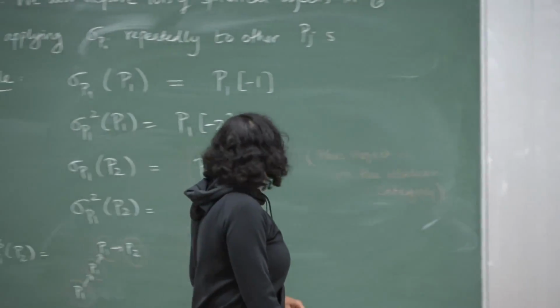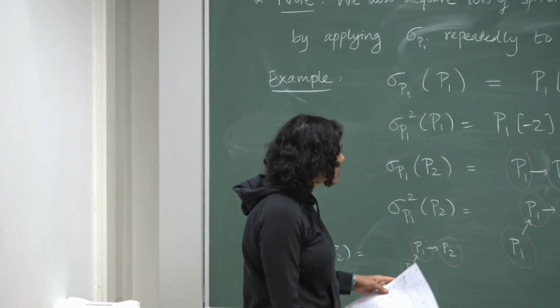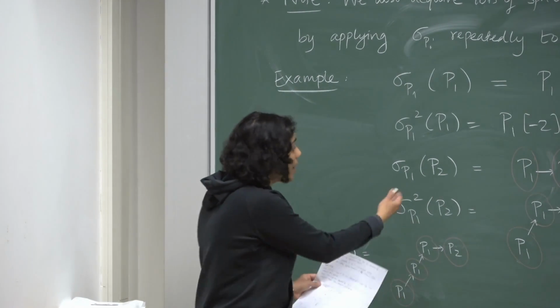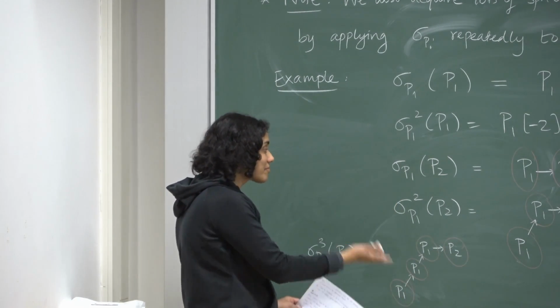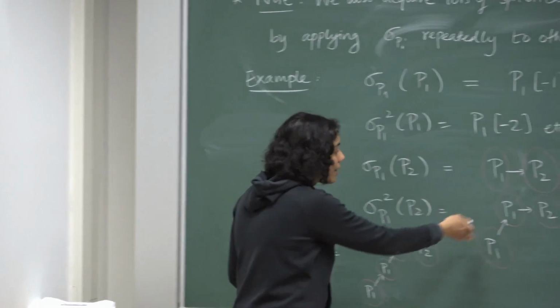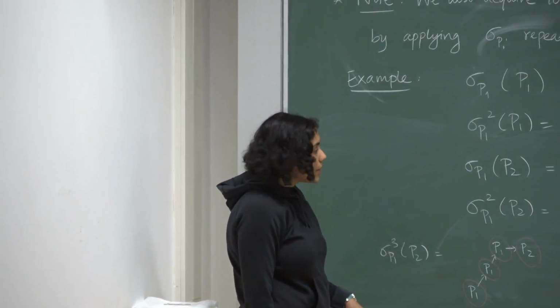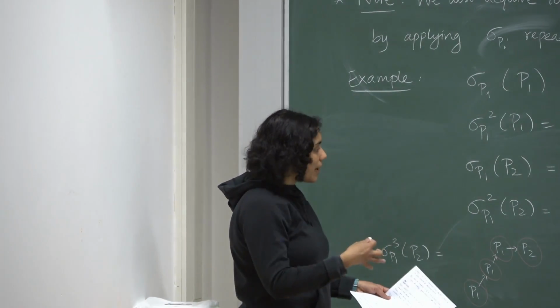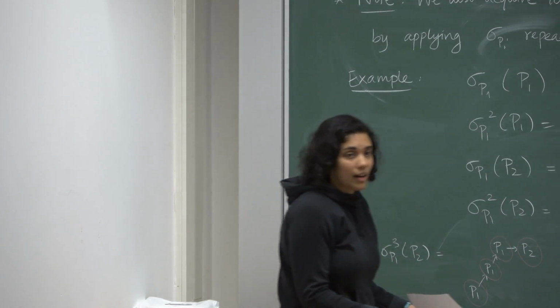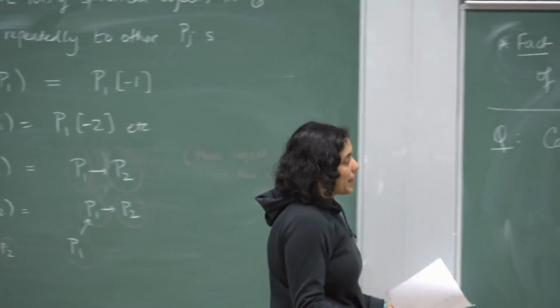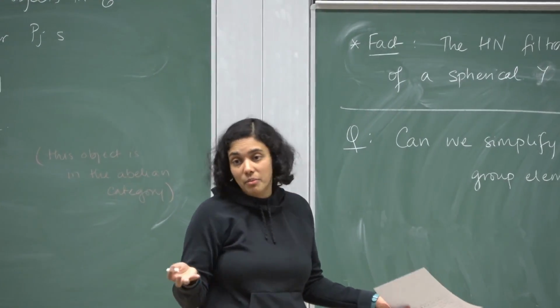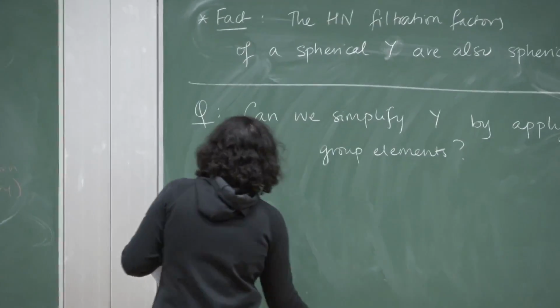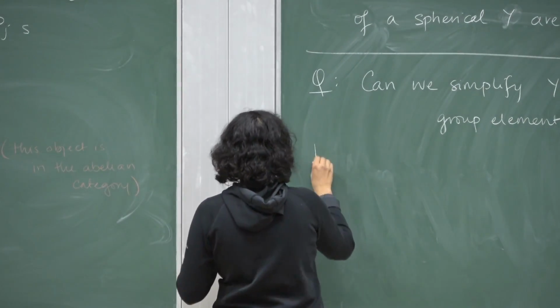And you might start again guessing the answer to this question, because you know this is what happens when you iterate spherical twists. You start picking up tails of P1 or P2. So maybe to simplify, maybe you're supposed to do the opposite thing, whatever that means. But it turns out that actually works. So here's another theorem.